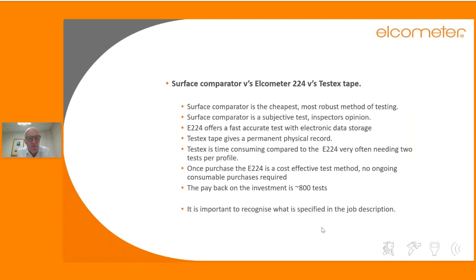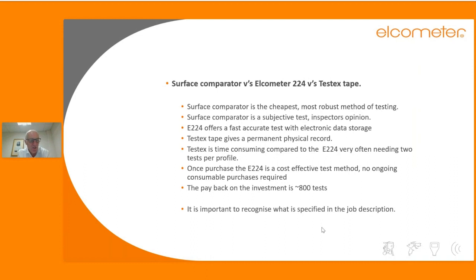The Testex tape gives a permanent record, a physical record. However, the repeated testing of the same piece of Testex will actually destroy some of the peak heights. So the results will tend to be a little bit lower every time you retest the Testex tape. The Testex tape is time consuming compared to the 224, especially where you need 2 tests per profile, and the ongoing purchase cost of the Testex is a lot higher than the 224, and payback is 800 tests.